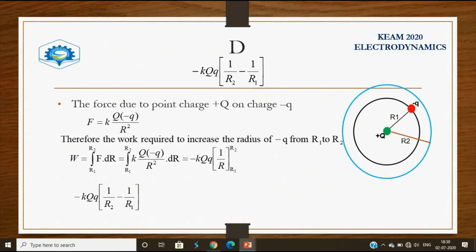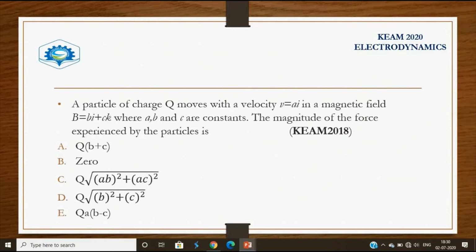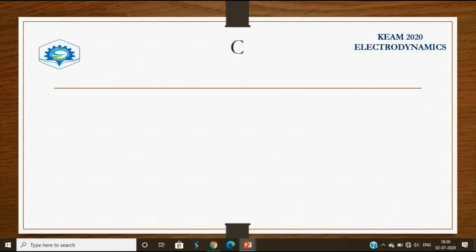Okay. Now, another question. A particle of charge q moves with a velocity v, which is equal to a i, in the i direction, in the magnetic field equal to b j plus c k, where a, b, c are constants. The magnitude of the force experienced by the particle is. Okay, this problem can be solved by the Lorentz force equation. The answer is C.